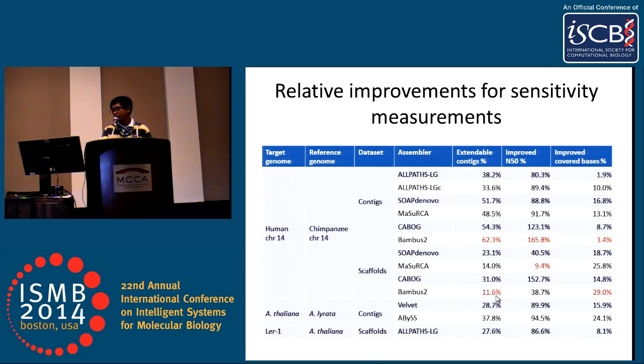We can extend 11.6 to 62.3% of the contigs, and compared with the extendable contigs, we can improve the N50 value by 9.4 to 165.8%. We can also improve the percentage of covered bases by 3.4 to 29.0%. This means the alignment algorithm can effectively improve the sensitivity of the upstream assemblies.